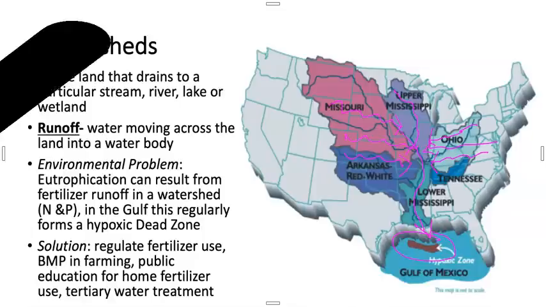eutrophication issues previously. Thank you for watching the Unit 4B review on soils and watersheds.